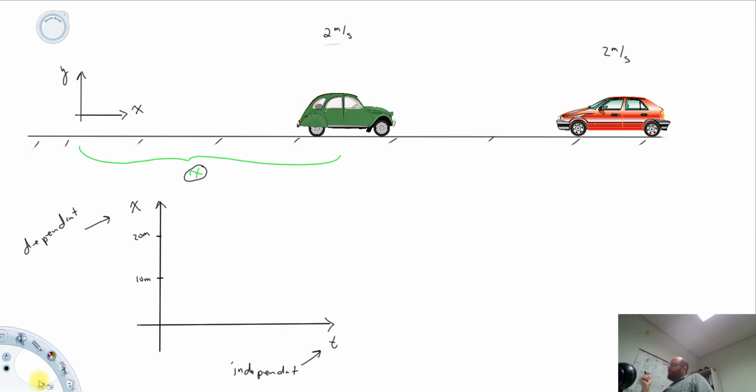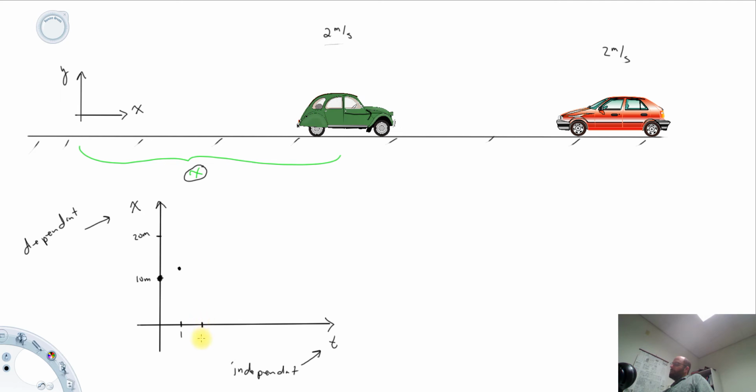Well, anyway, if I start my clock, if you will, here when the car is 10 meters away and moving at 2 meters per second, then the first point on my graph would be here, 0, 10. And then a second later, now the car's moving 2 meters per second, so this car will have moved to the right 2 meters. So now it's going to be 12 meters away. It's going to be roughly there.